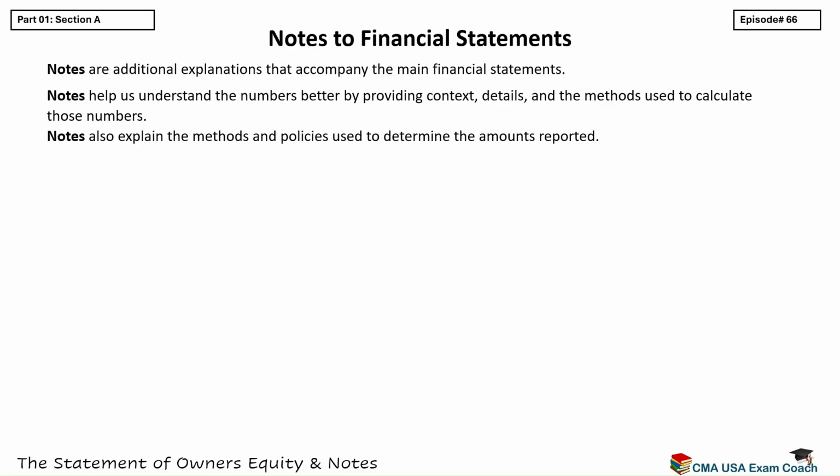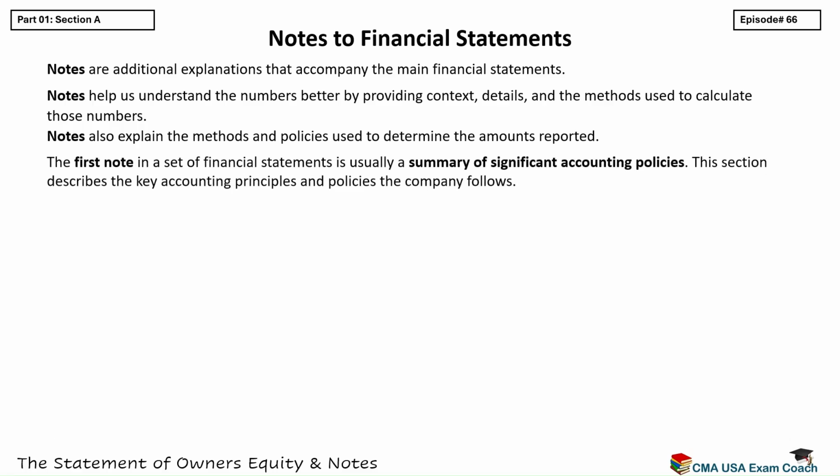The first note in a set of financial statements is usually a summary of significant accounting policies. This section describes the key accounting principles and policies the company follows. It might explain how revenues are recognized, how assets are measured, or how liabilities are recorded. By presenting this information first, readers can interpret the rest of the financial statements correctly.